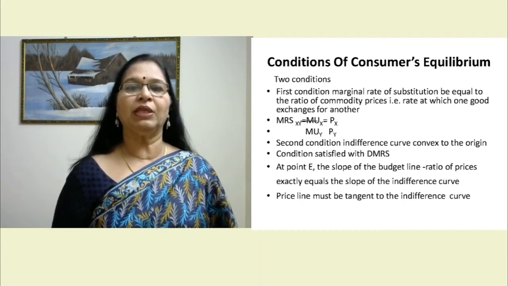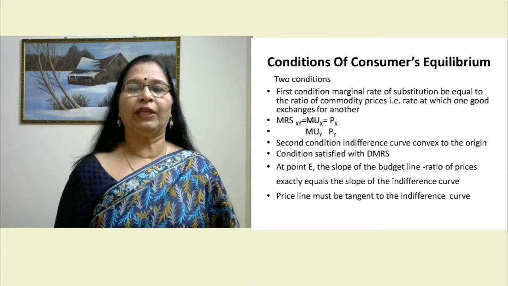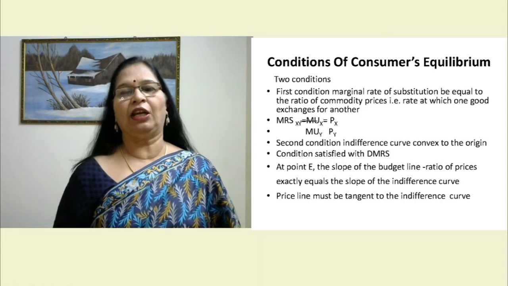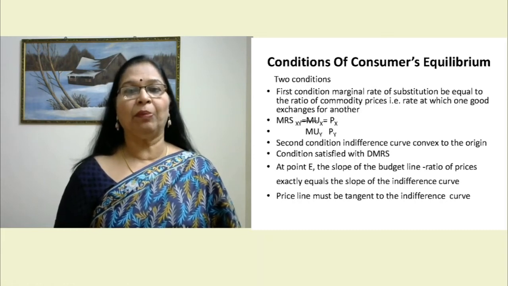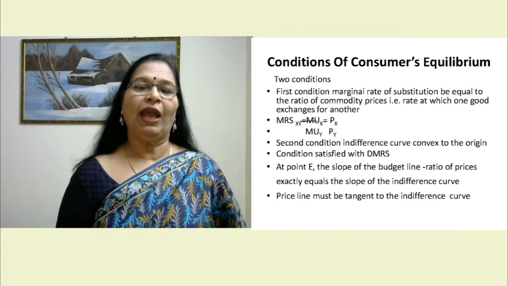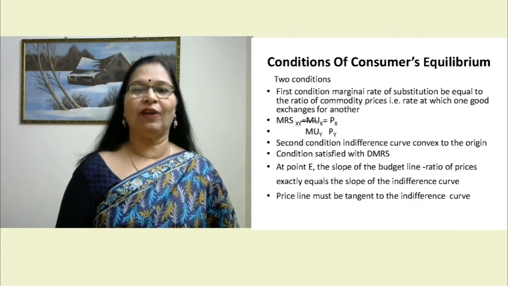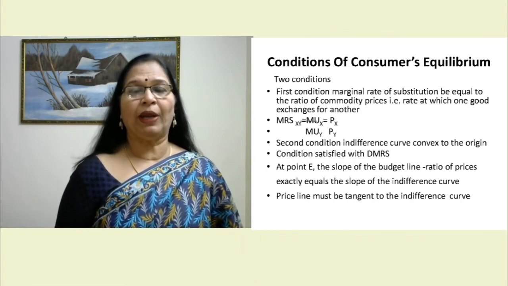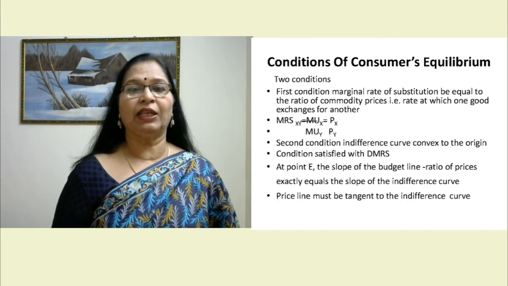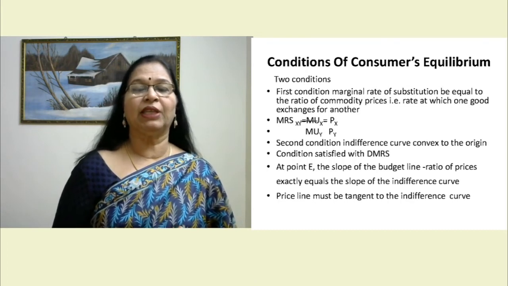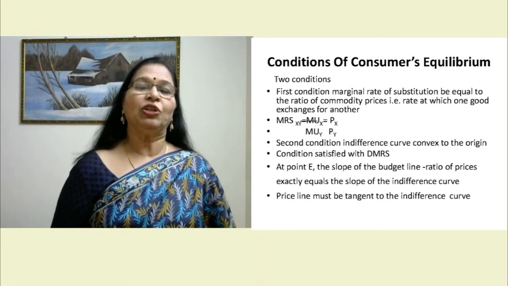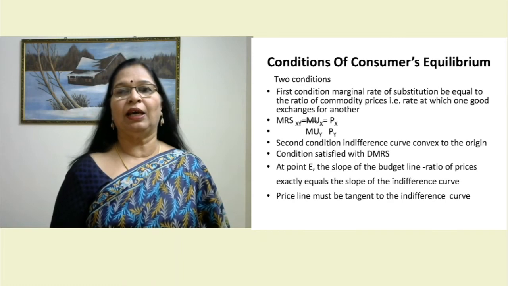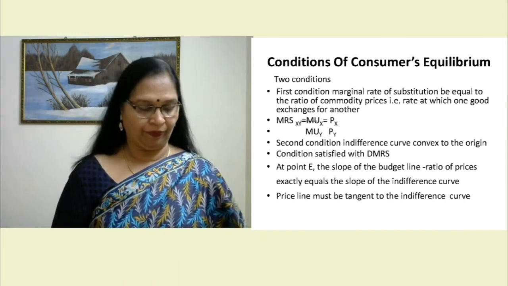So at the point E, the slope of the budget line, that is the ratio of prices, exactly equals the slope of the indifference curve itself. And so the price line must be tangent to the indifference curve, and only when the two conditions are satisfied: one, the marginal rate of substitution is falling and equal to the price ratio there, and the other, that one good can be exchanged for the other at that particular point. When we have these conditions satisfied, we say that the consumer is in a position of equilibrium.